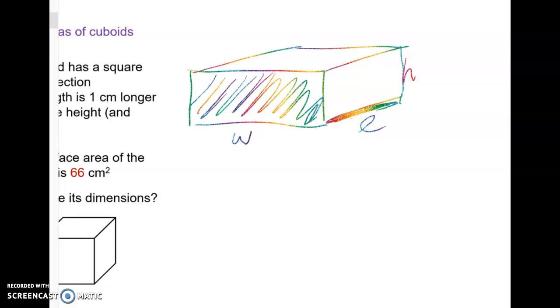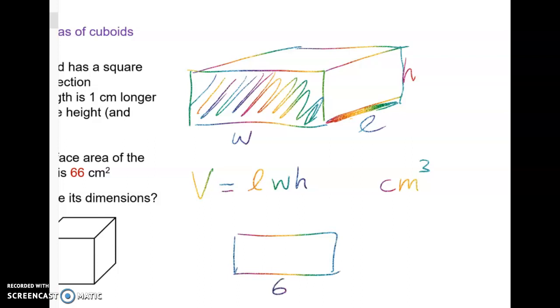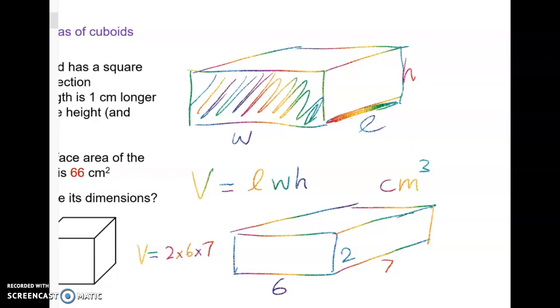Now students always ask if it matters which one's which, and it really doesn't as long as we label them clearly. So the volume of that cuboid we can find by multiplying the 3 dimensions together. It's L times W times H, and the unit will be usually centimetres cubed or metres cubed. For example, if the dimensions were, I'm going to make some numbers up here, 6, 2, and we'll call that 7, then the volume of that would be 2 times 6 times 7, which is 84 centimetres cubed.